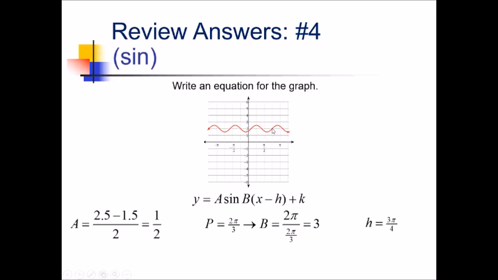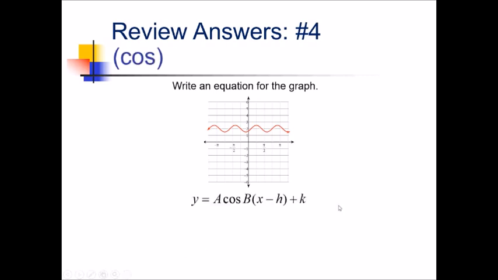And then for the k value, I need to average the top and the bottom to get the midline. So that's going to be 2.5 plus 1.5 over 2. So 4 over 2 gives me 2. Plugging all that in, I've got y equals my a value of 1/2 times the sine of 3 times x minus 3 pi over 4, all of that plus my k value of 2. So that's the sine version of this.